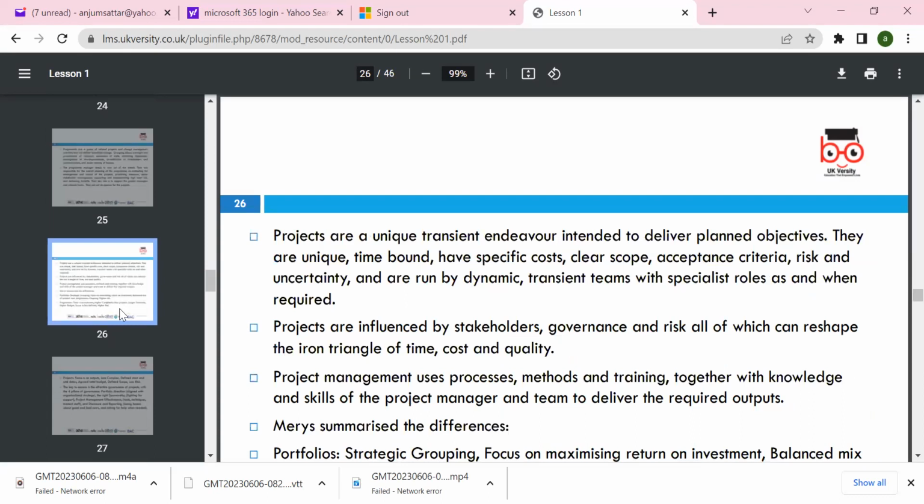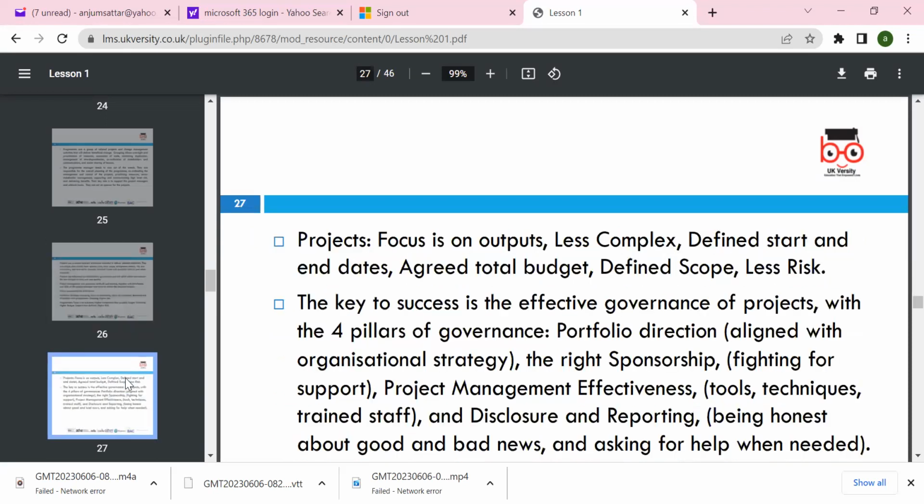Okay, so projects are unique and transient, and are implemented to deliver planned objectives, unique in time. Projects are influenced by stakeholders, governance and risk, and that needs to be managed. Project processes need to be smoothly connected. We use software nowadays, of course, to balance a mix of different projects with different timings. Projects focus on the output and are less complex. You need start and finish dates: early start, early finish, late start, late finish. So we can look around there.